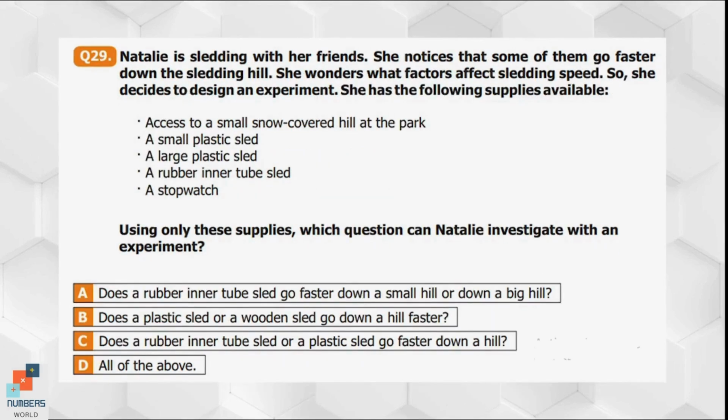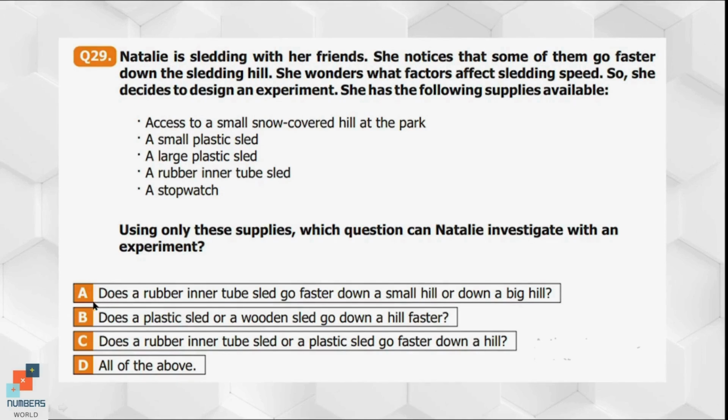Question number 29. Natalie is sledding with her friends. She notices that some of them go faster down the sledding hill. She wonders what factors affect sledding speed. So she decides to design an experiment. She has the following supplies available: access to a small snow covered hill at the park, a small plastic sled, a large plastic sled, a rubber inner tube sled, a stopwatch. Using only these supplies, which question can Natalie investigate with an experiment?